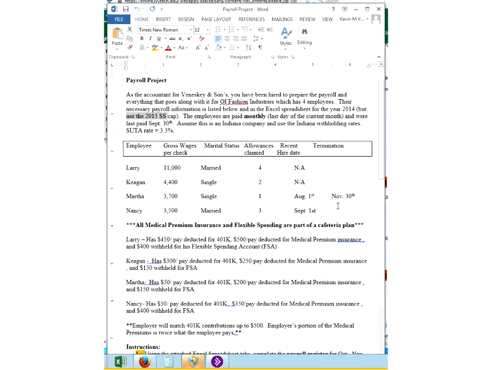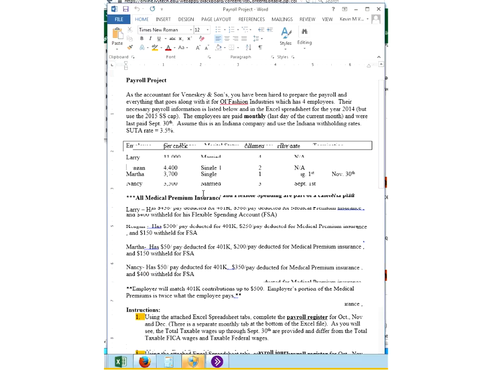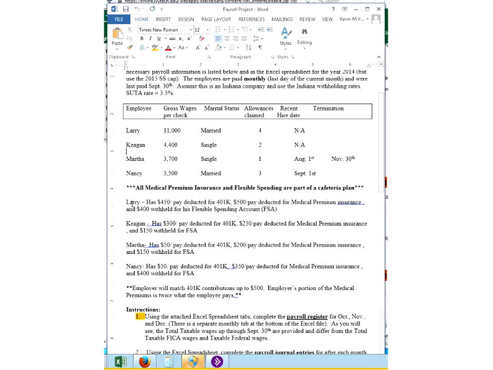I want you, as I say here, to use the 2015 Social Security cap. This should be pretty similar to what you've seen with the review document, what you've done in week 6, I believe it was, maybe week 5. The only thing different here is I have these people starting during the year, and even one lady quitting during the year, just to throw in a little difference, just to see how things are done differently. And this will come into play, especially this and the termination with Martha.